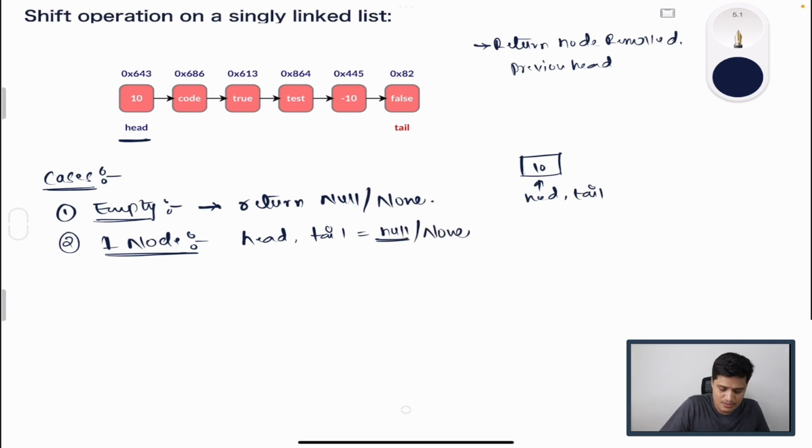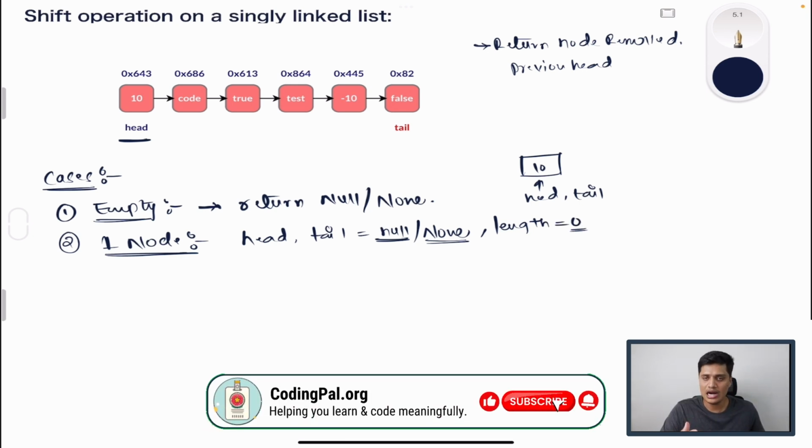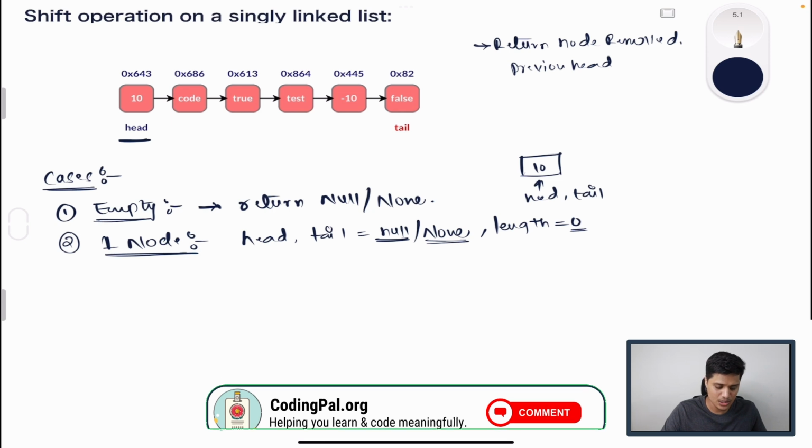So null is for the people who are using Java or JavaScript, and none is for the people who are using Python for implementation. Okay, so that is something that we have to remember. Along with assigning, we have to make sure that length also we are updating with 0, because the only node that we have, we are deleting. As a result, the singly linked list becomes empty, which is nothing but 0. The length has become 0.